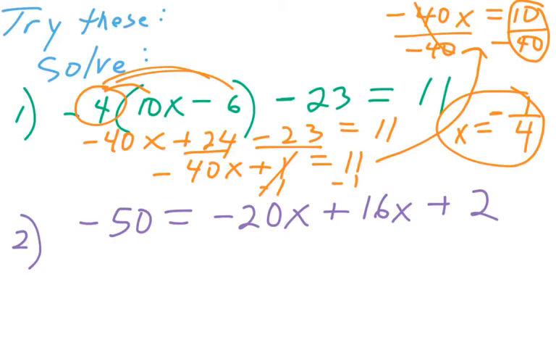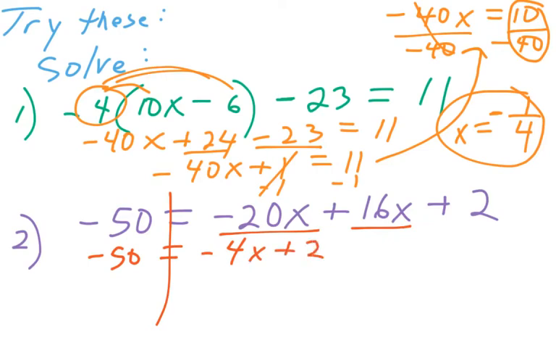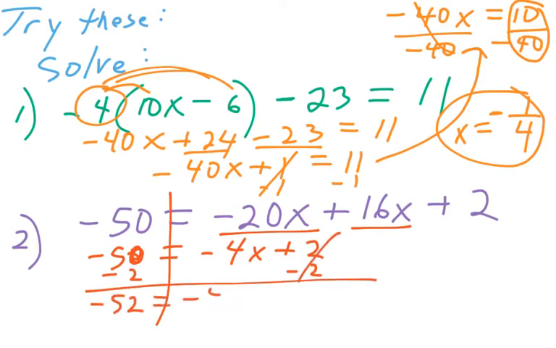And then finally, the second one. One of the reasons I gave this one to you is there's no parentheses. So if there's no parentheses, you go on to step 2, which would be to combine like terms, right? So these two combine, negative 20x and positive 16x, to be negative 4x, right? And now we solve the two-step equation left. So we subtract 2 from both sides. Negative 52 equals negative 4x. Last step is to divide by negative 4.